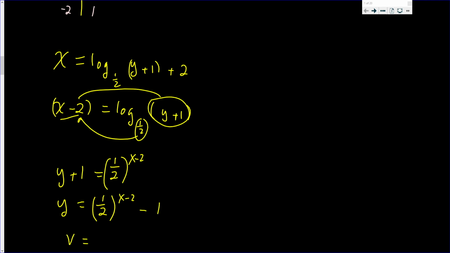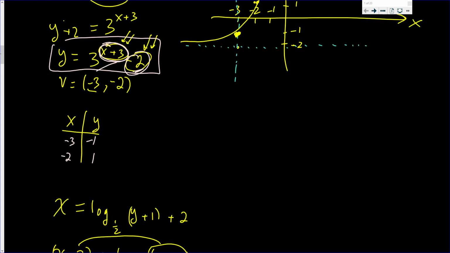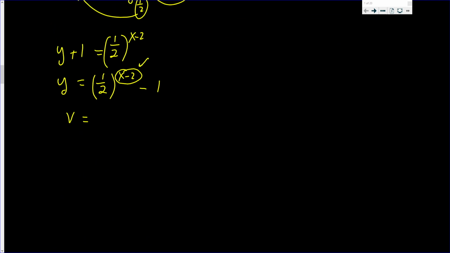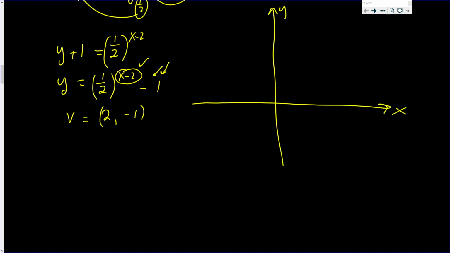What is the vertex? Well, what makes that 0? Okay. What makes that 0 is when x is 2. 2 minus 2 is 0. And what that says is minus 1. So that's the new vertex. Okay? We still have to draw the xy axis, but we're going to pretend that at 2, -1, that's our axis. It's not our axis. That's what we're going to pretend that it is.